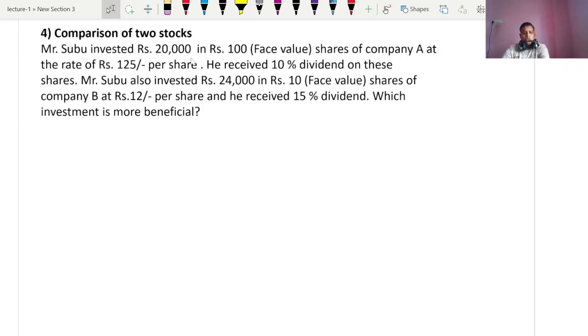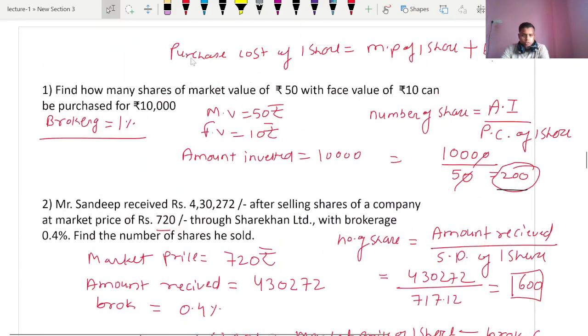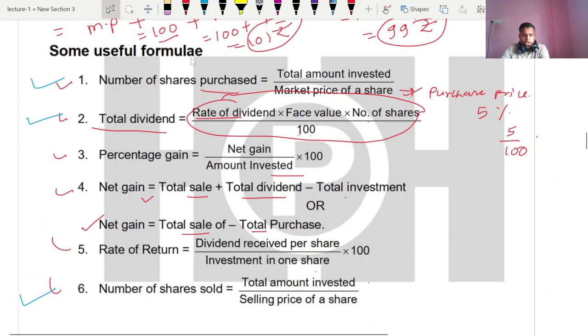Fine. So, comparison of two stocks. Whenever you have the question of comparing two stocks, which stock to invest in, you will always have to find out the rate of return. So we have the formula for the rate of return. Rate of return is equal to what? Dividend received per share divided by investment in one share, multiplied by 100. Now we will solve questions on this.